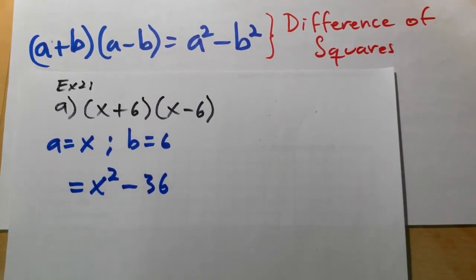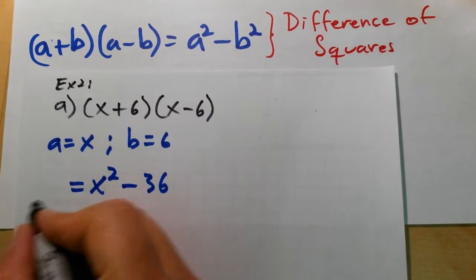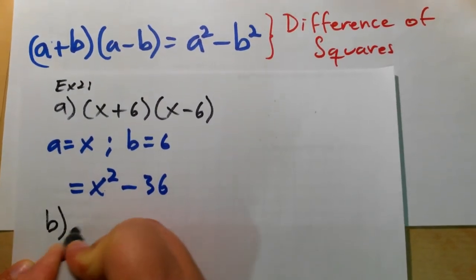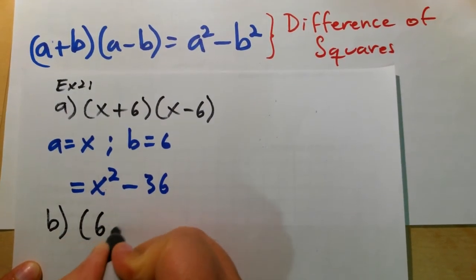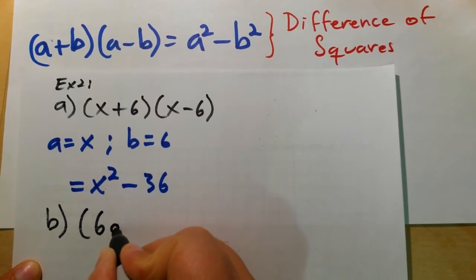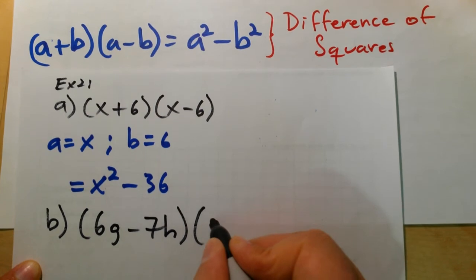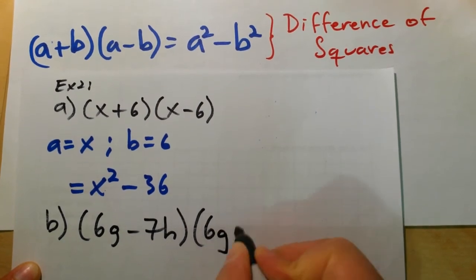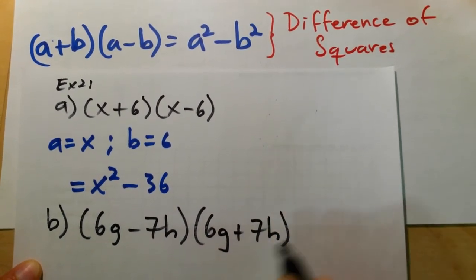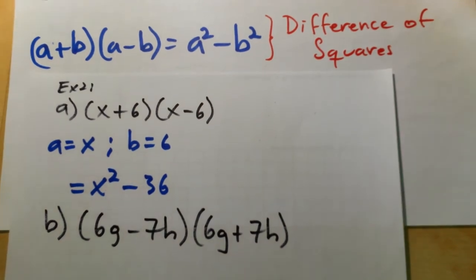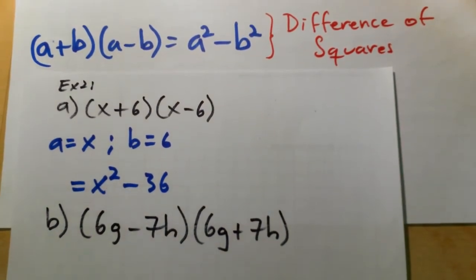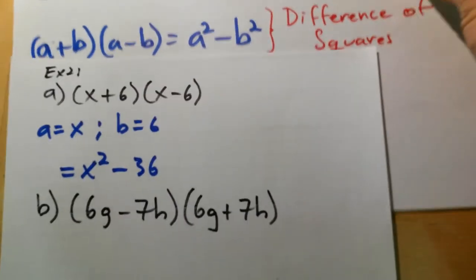Now, we have another example here. Same thing: (6g - 7h) times (6g + 7h). I would suggest you pause the video right now and let's compare answers.